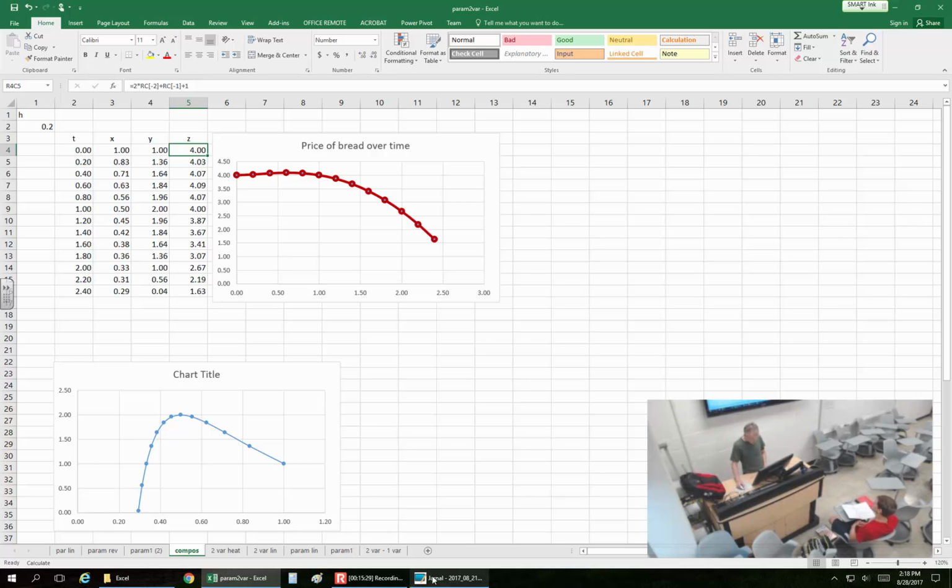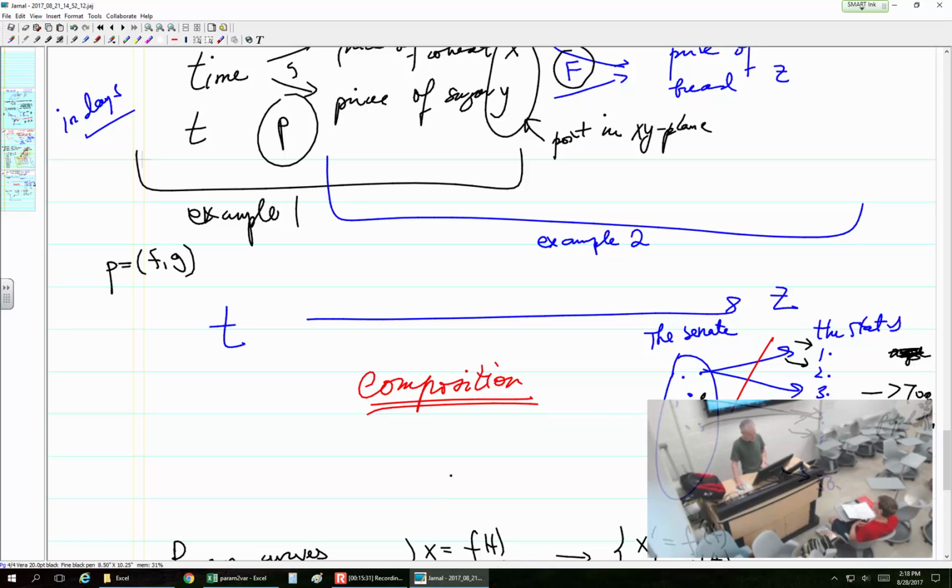Now let's take a look at compositions, and we're making a step towards the word calculus. The question that we will always be asking is the rate of change, and therefore the answer is always the derivative, except now the functions are more complicated, and we have to figure out the meaning of the derivative as well as the rate of change of these functions.